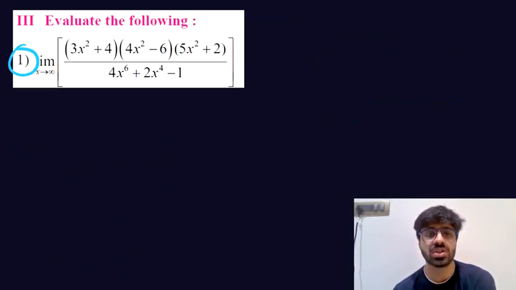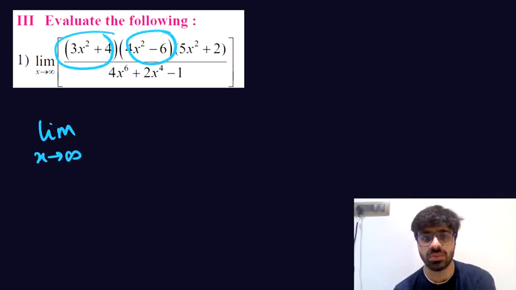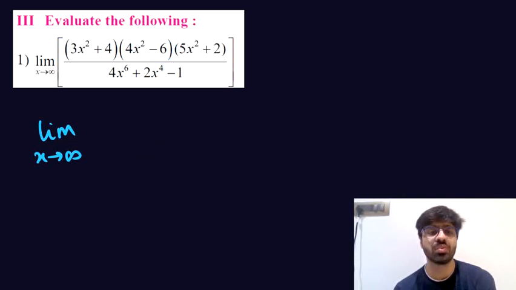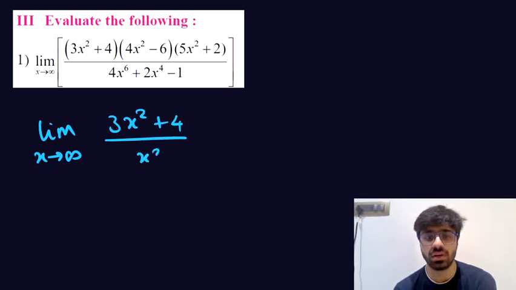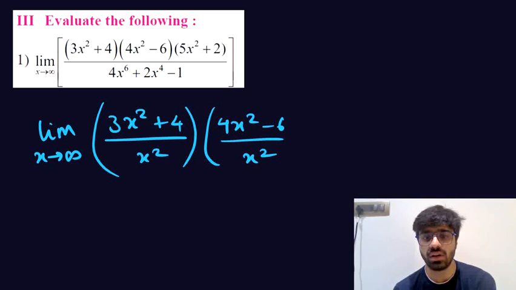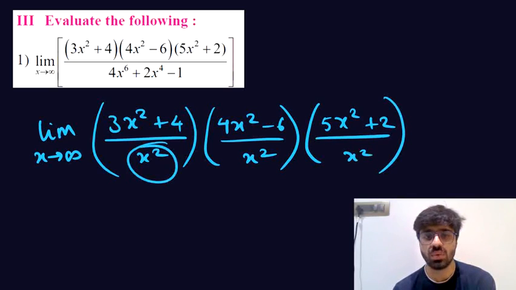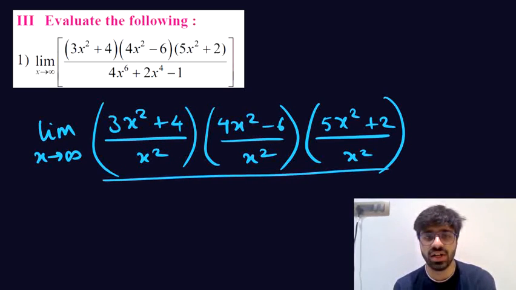Go ahead with the first question of the third main question. We need an x square in the denominator of this term as well as this term. So you can divide the numerator and denominator with x power 6. So we will have 3x square plus 4 upon x square into 4x square minus 6 upon x square into 5x square plus 2 upon x square. This is how we are writing x power 6 in the numerator. And in the denominator, after dividing with x power 6, we will have 4 plus 2 upon x square minus 1 upon x power 6.